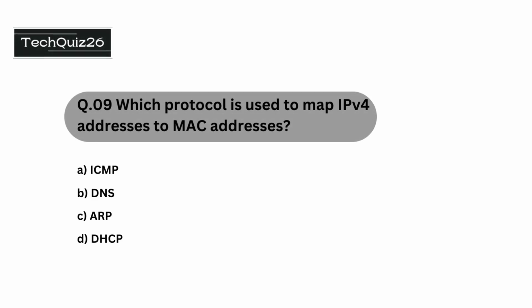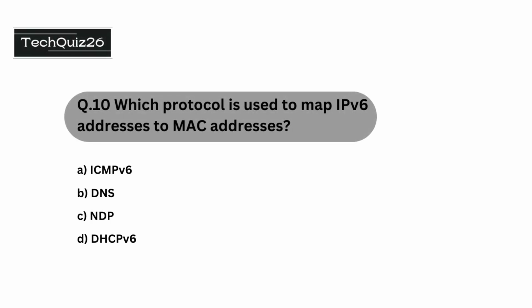Question number 9 is, which protocol is used to map IPv4 addresses to MAC addresses? The options are ICMP, DNS, ARP, DHCP. The correct option is ARP.